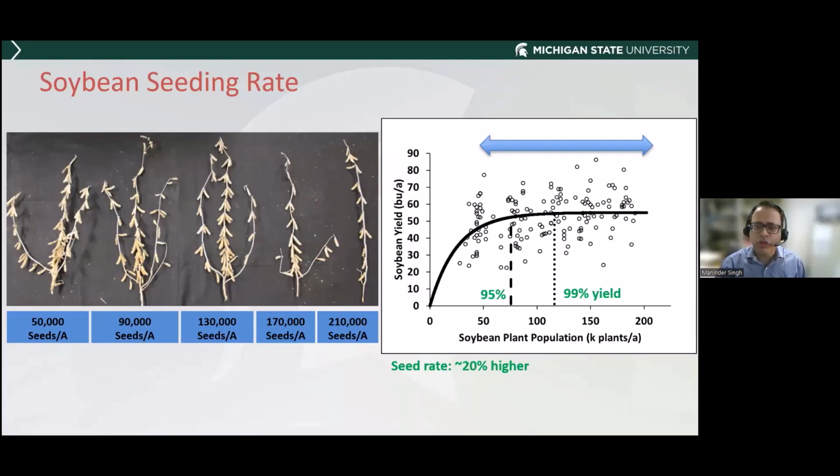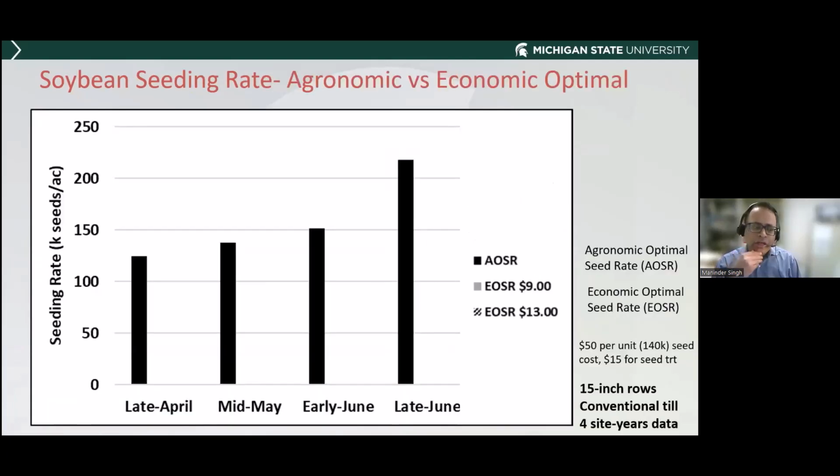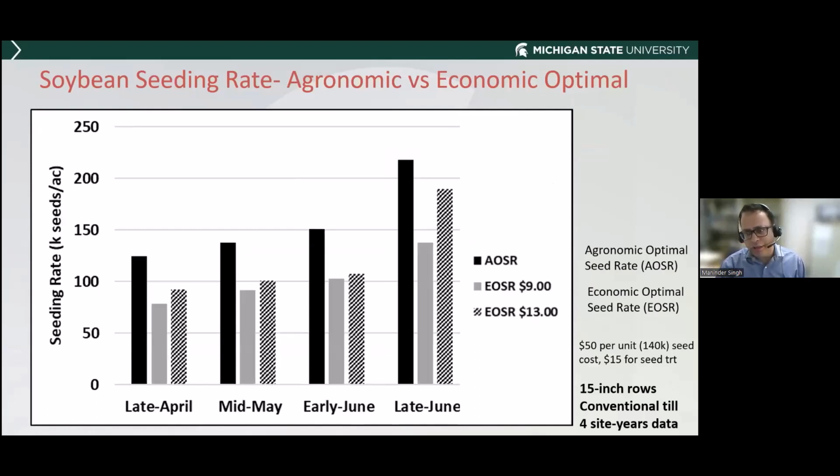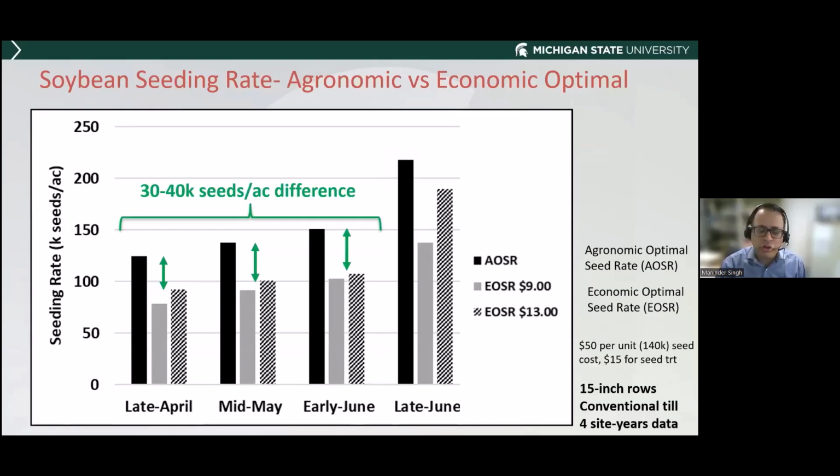Something again to keep in mind as I show you this data, where these black bars are showing you the optimal seeding rate based on planting time. It hovers around 130 to 140,000 with the early planting, and then starts going up as we delay planting, right? But if we look at the seeding rate that maximizes your economic return, so accounting for seed cost, that number is quite a bit lower than what's maximizing our yield, right? Unless we go to the really late June planting dates.